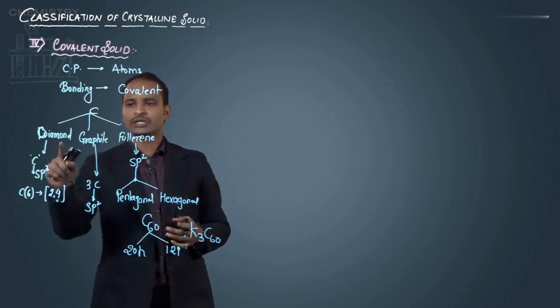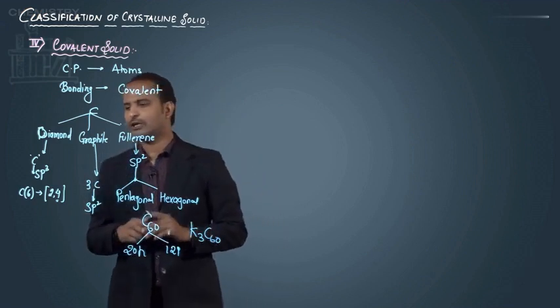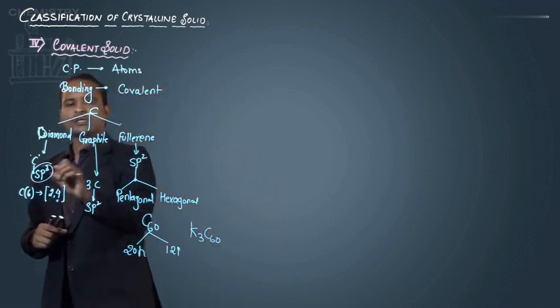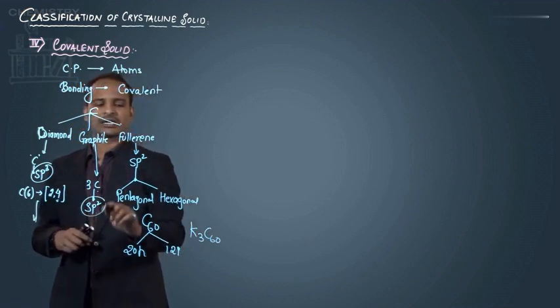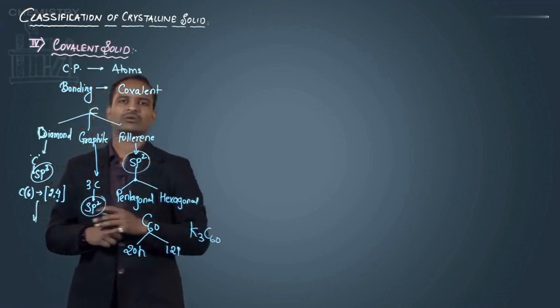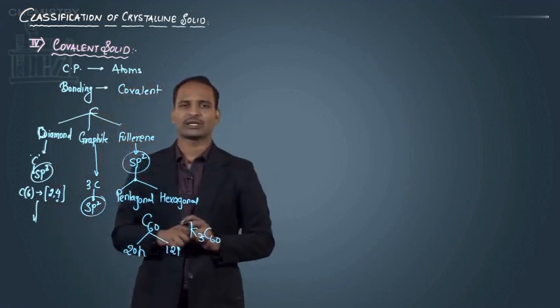So these are the three different forms of carbon: diamond, graphite and fullerene. In the case of diamond the carbon is sp3 hybridized, and it is a bad conductor of electricity. In the other cases the carbon is sp2 hybridized, and they are good conductors of electricity due to the presence of delocalized pi electrons.